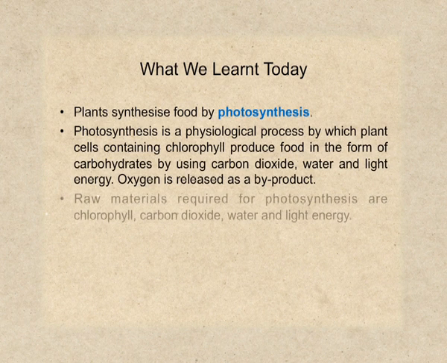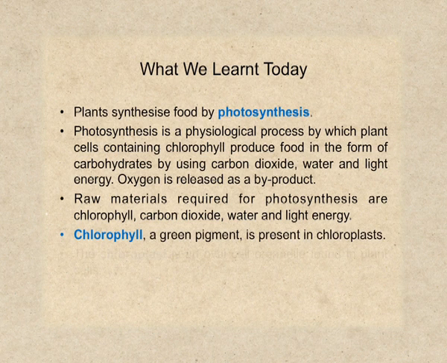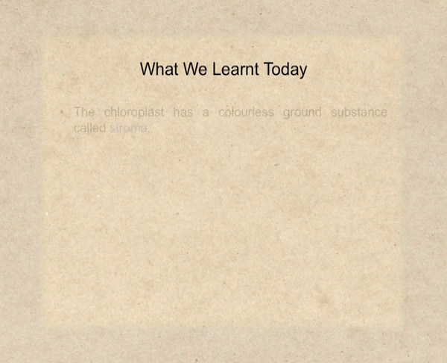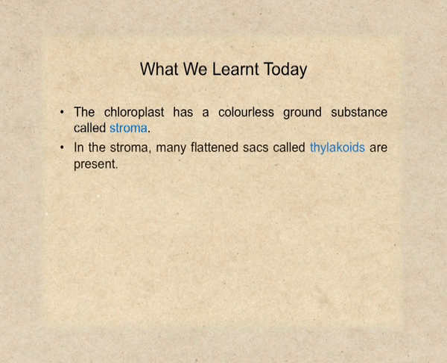Raw materials required for photosynthesis are chlorophyll, carbon dioxide, water and light energy. Chlorophyll is a green pigment present in chloroplasts. The chloroplast is an oval shaped cell organelle found in plant cells. The chloroplast has a colorless ground substance called stroma. In the stroma, many flattened sacs called thylakoids are present.